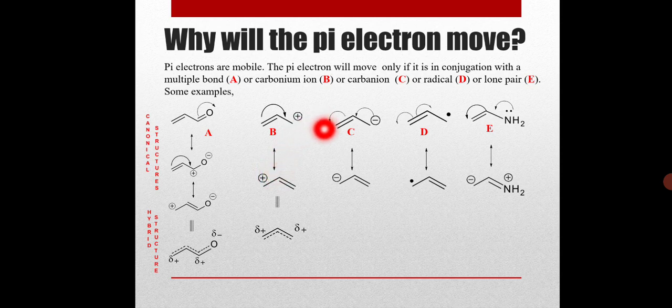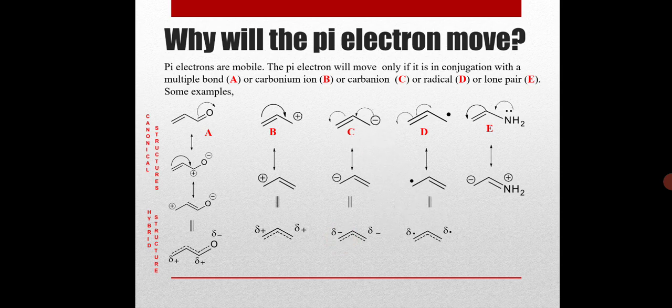Similarly, compound B can be represented by this resonance hybrid structure, where the pi electron is flowing from one end of the carbon to the other. Positive charge is sometimes on this carbon, so delta plus, and sometimes on the other carbon, so delta plus on the other carbon. Let's look at the resonance hybrid structure for compound C. You can see that the electron is flowing from one end to the other. Negative charge is sometimes on this carbon, so delta negative here. At another point of time, the negative charge is on the other carbon, so that is represented by delta negative here.